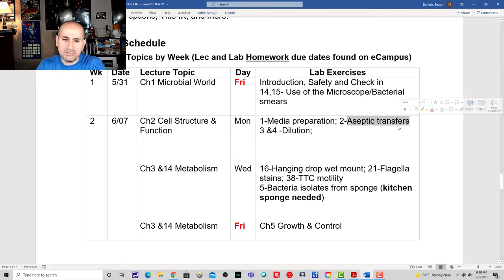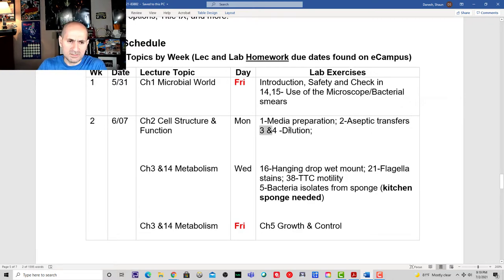Aseptic transfers: you should know why you work aseptically. You should know about the general concept of aseptic transfer. If I showed you a plate, you should be able to tell me whether the plate has pure culture or if there's a contaminant. What if I showed you a plate of E. coli and all the colonies looked identical, but then there was a fuzzy colony off to the side? Well, that would suggest that perhaps mold got onto the plate. So that would indicate contamination, which would suggest that proper aseptic technique was not followed.